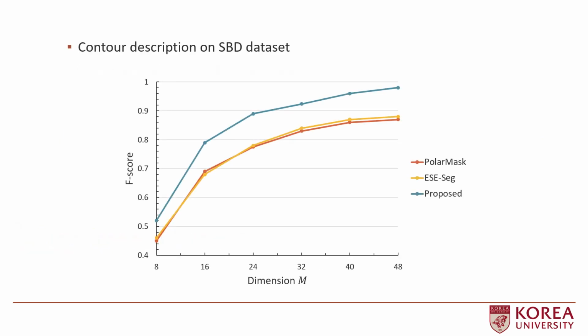This shows the eigencontours outperform conventional algorithms at every dimension m. The proposed algorithm achieved f-score higher than 0.85 at dimension 20, while the conventional ones need approximately double the dimension to get a similar score.